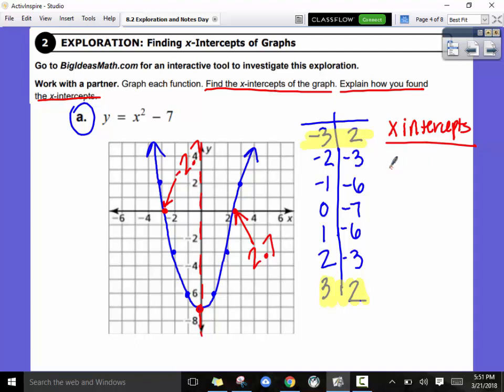So my x-intercepts will be at negative 2.70. That's this one right here. My other one would be at positive 2.70. And again, right now all we did is estimate where the graph crossed the x-axis.